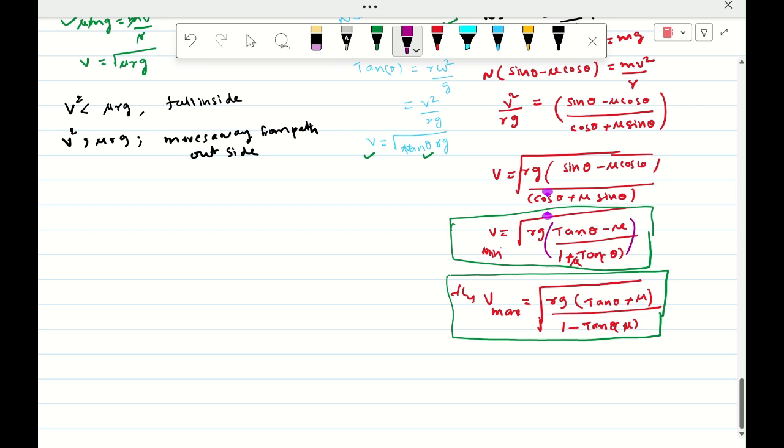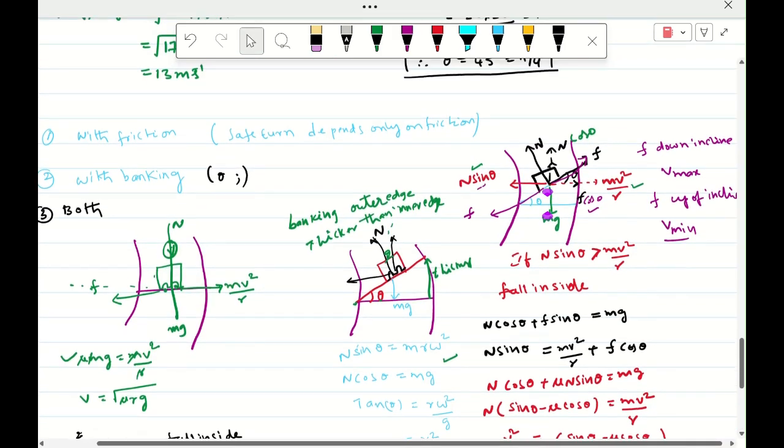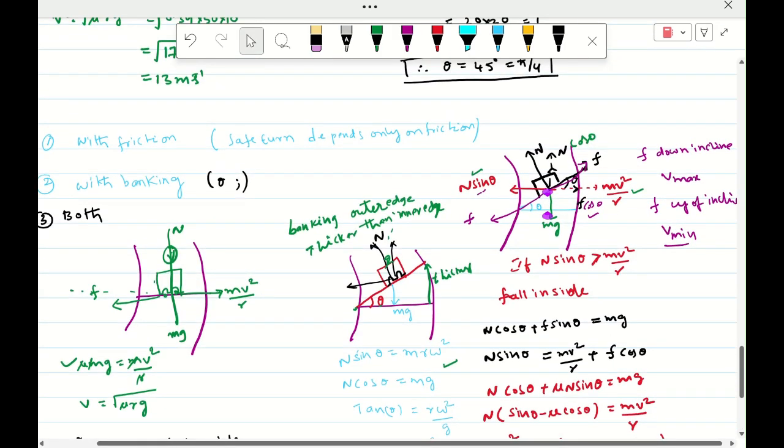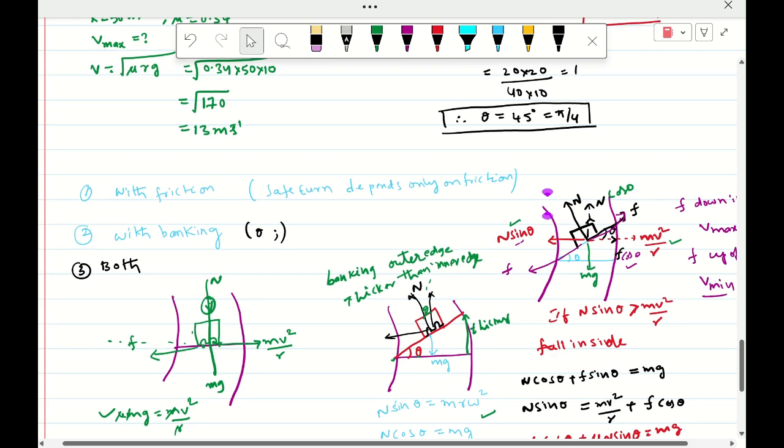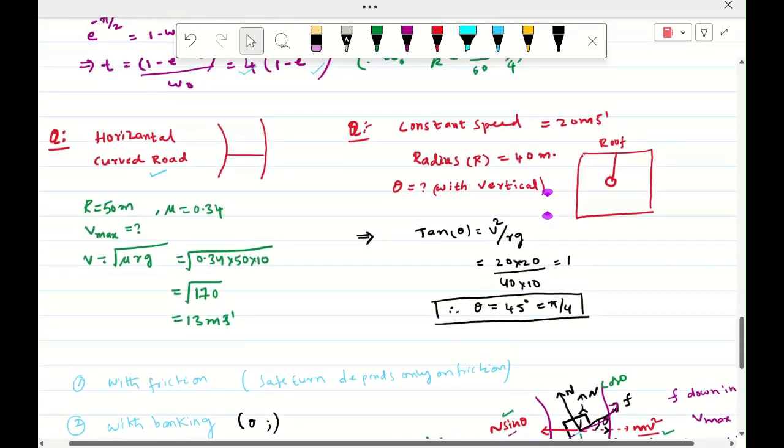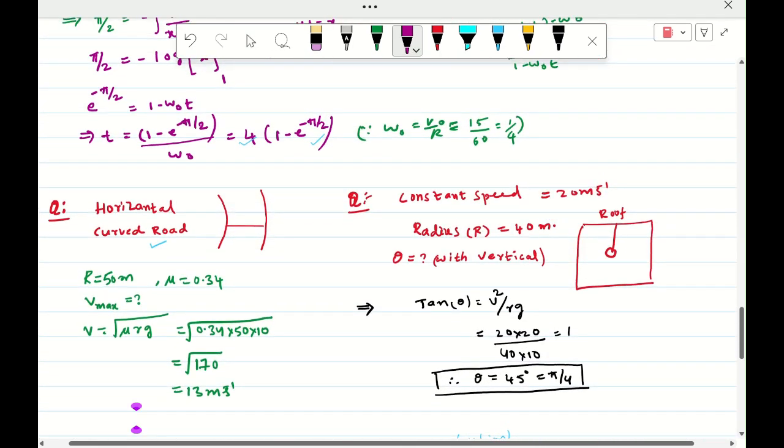So this is about banking of roads with friction, only banking. How to take a safe turn on curved roads. Two questions are given here. Here only a horizontal road is given, therefore V is equal to root of mu Rg, no doubt. Banking means V is equal to root of Rg tan theta. In case of banking with friction, the V maximum and V minimum formulas are given. So I'll note those formulas as a point, and remember this as the answer.